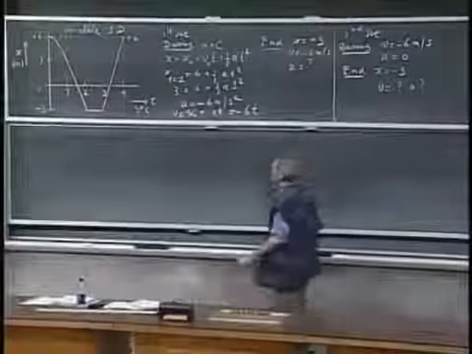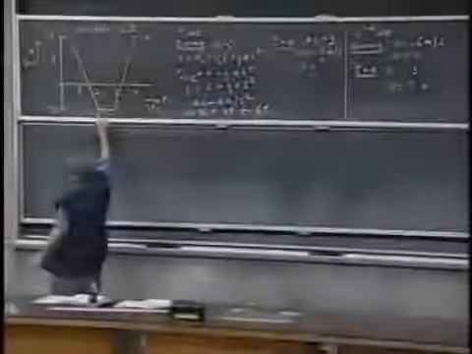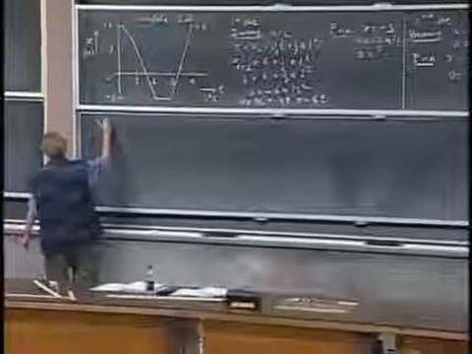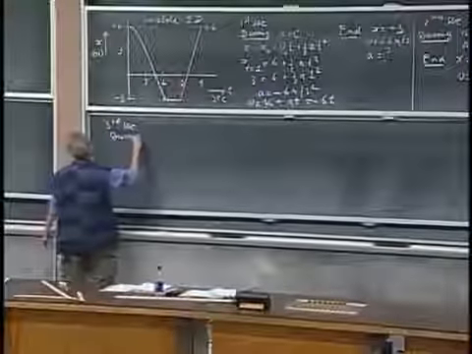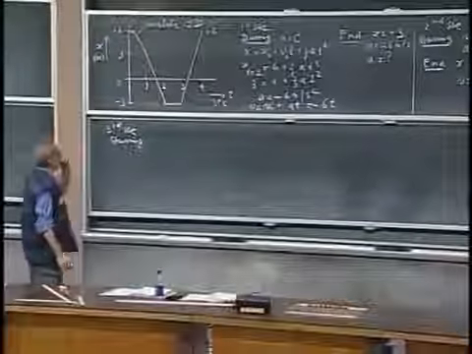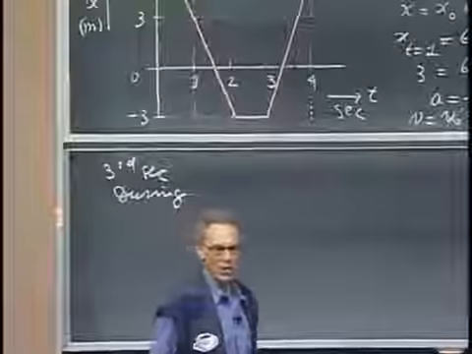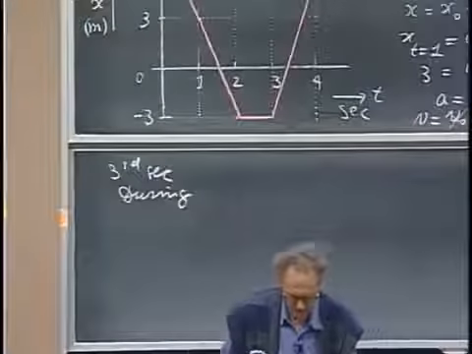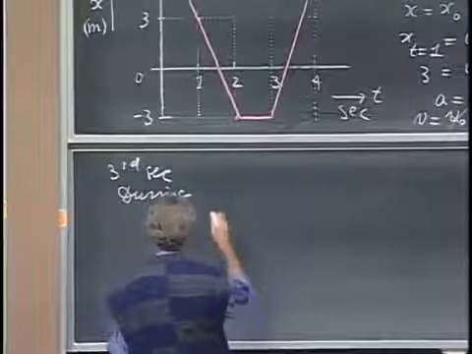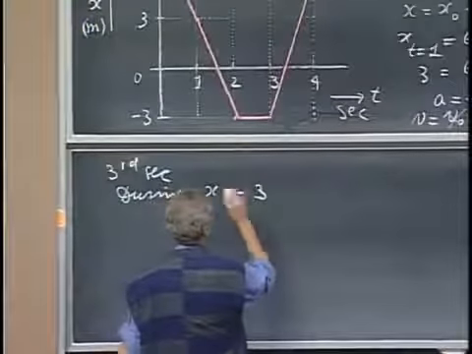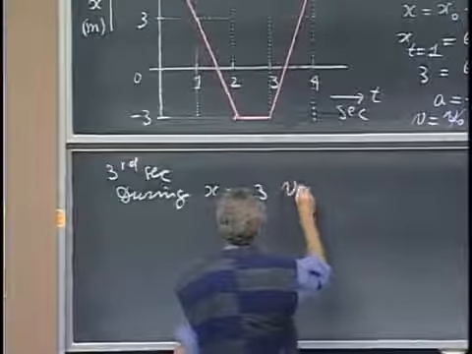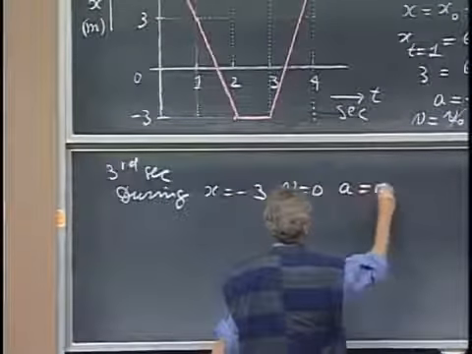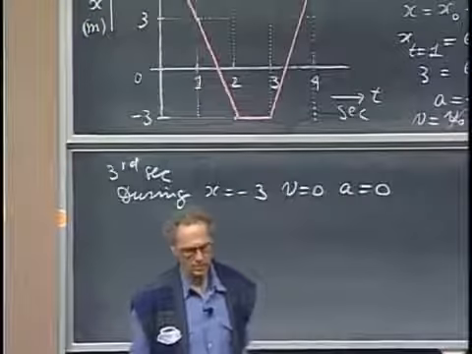So we go to the third second, this part. Let's first look during the third second. Well, the object isn't going anywhere, it's just sitting there. x remains minus 3, and the velocity is 0, and a is 0. We can agree on that.